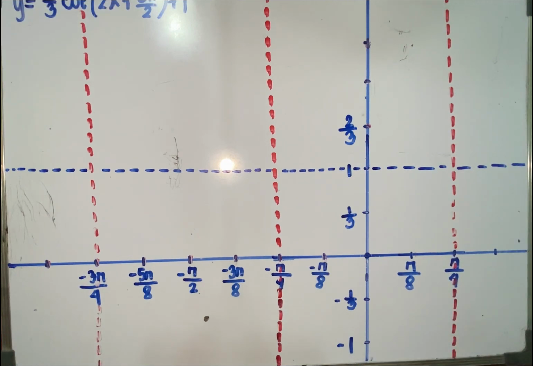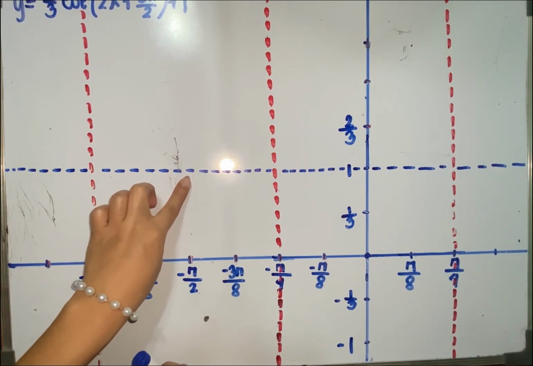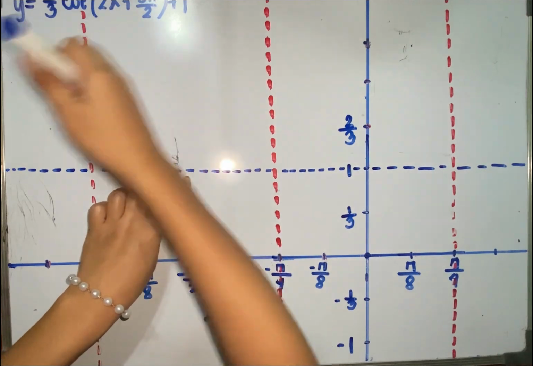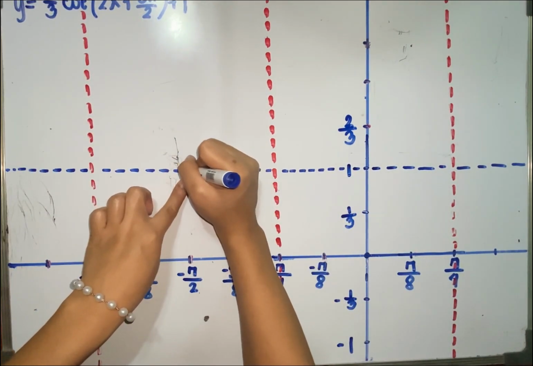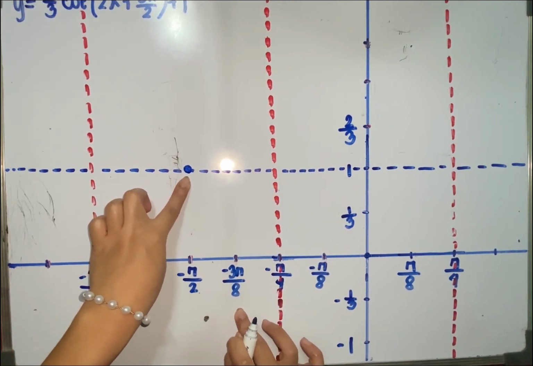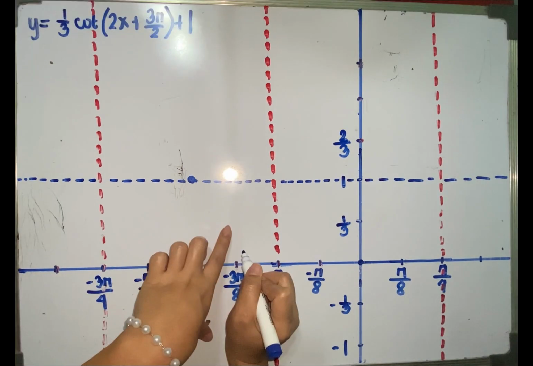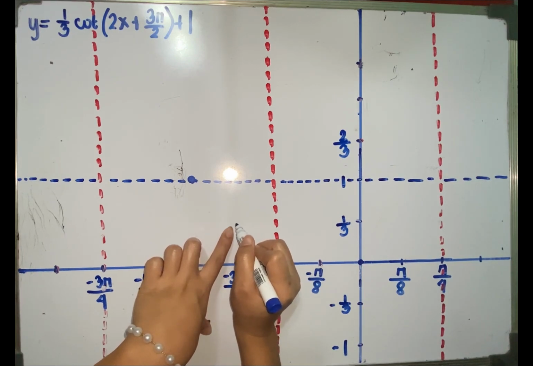And now let's do the plotting first. We do the plotting so that our graph will look perfect. So our negative pi over 2 is at 1, based on our table of values earlier. And our negative 3 pi over 8 is at 1/3. So we have to plot it at 1/3.